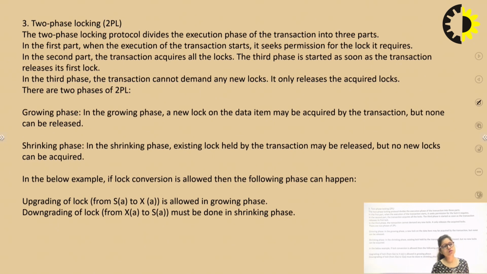It only releases the acquired lock. This is called two-phase locking protocol. This is the most widely used protocol we are using for our transactions. Now, in this protocol, we have two phases, growing phase and shrinking phase.